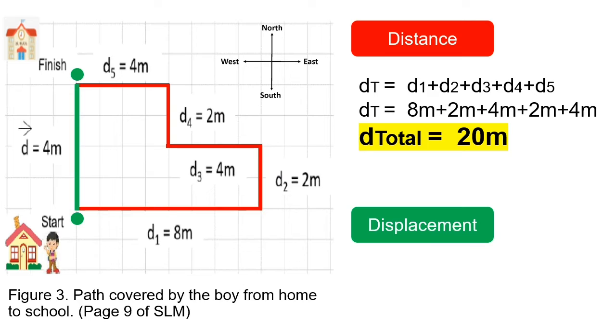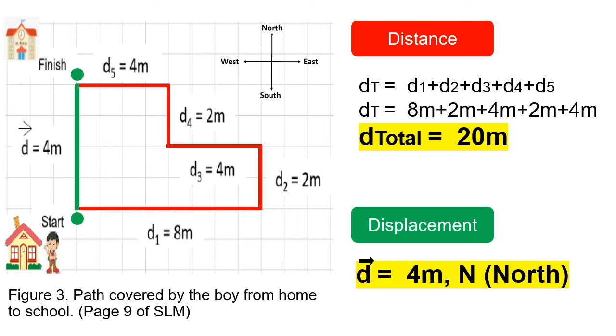Displacement, on the other hand, is a vector quantity, the distance from the initial and final position. Displacement is 0 if the object returns to its original position. In the illustration, the resultant is the displacement, which is 4 meters north.